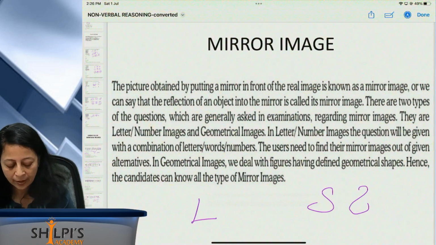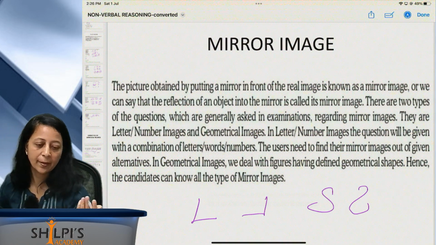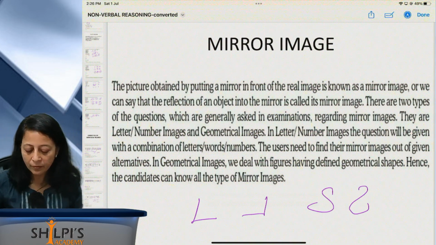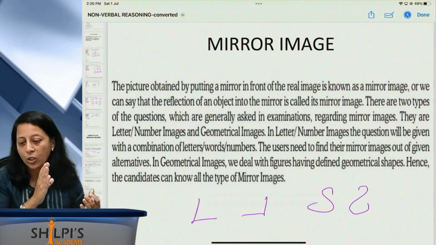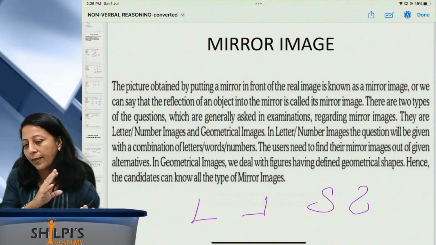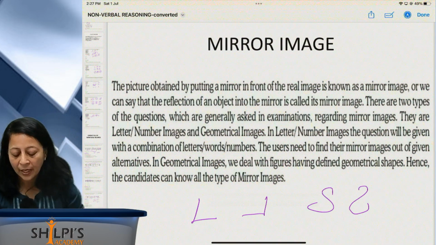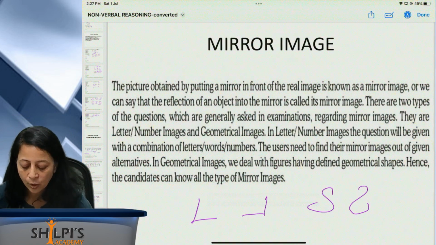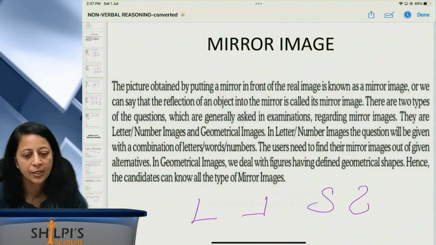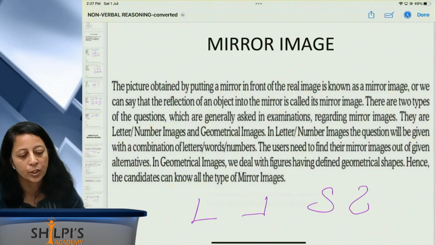L looks like this. So this is your mirror image. With the given mirror image, how are we going to find out the original one, or with the given original one, how will the mirror image look? The picture obtained by putting a mirror in front of the real image is known as a mirror image, or we can say that the reflection of an object in the mirror is also called a mirror image.